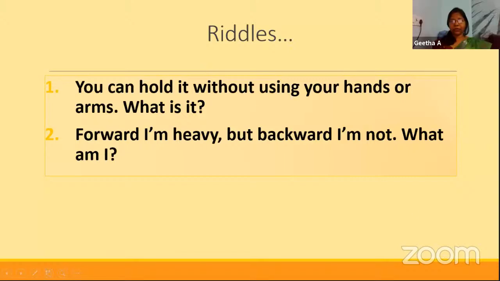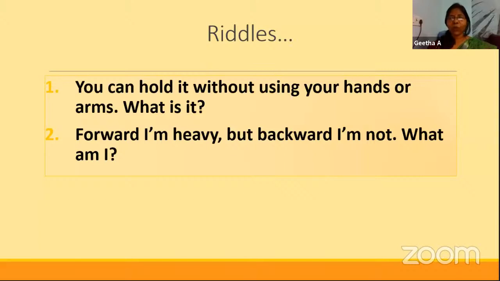Okay. So this one more riddle, last one I have done. So let's just look into that. You can hold it without using your hands or arms. What is it? Water. Mhm. So actually, we can't hold water also without using your hands or arms. So what is it? Air. Okay. Breath. Okay. So Tarun says it's breath, and Kirti says it's air.